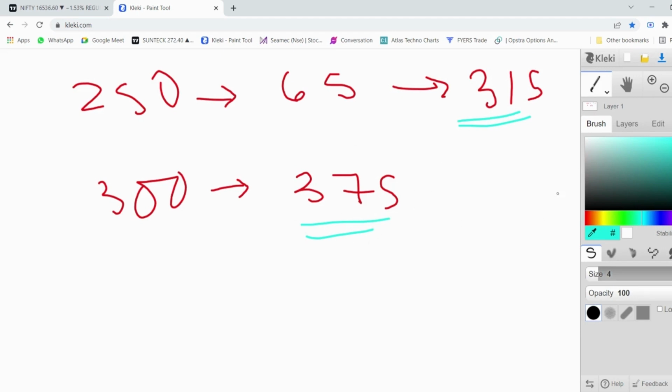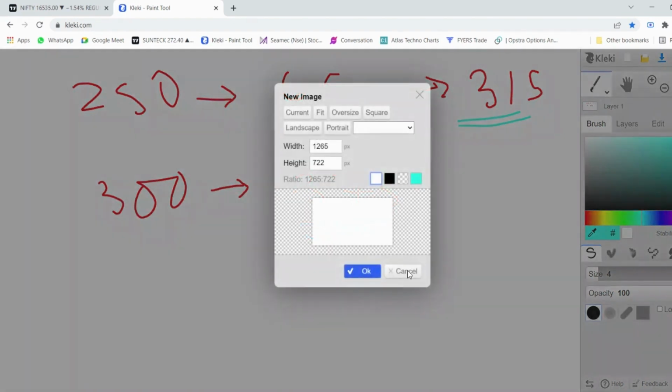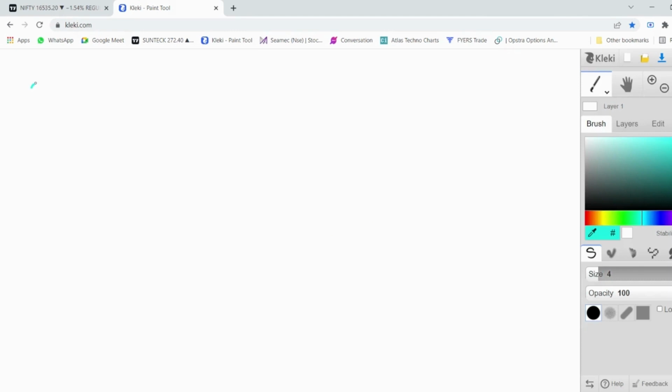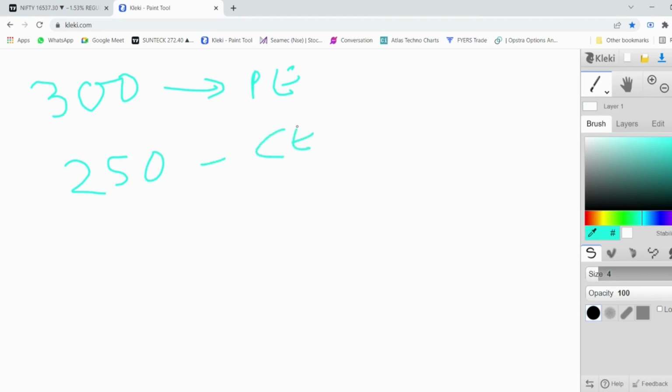So इसमें क्या होगा? Now it could be that if the day is directional, okay, if the day is directional, then one side stop loss may get hit and the other side stop loss may not get hit. So what is the strategy all about? We are shorting a put option of 300 rupees and a call option of 250 rupees, right? So this is the PE and this is the CE, right?